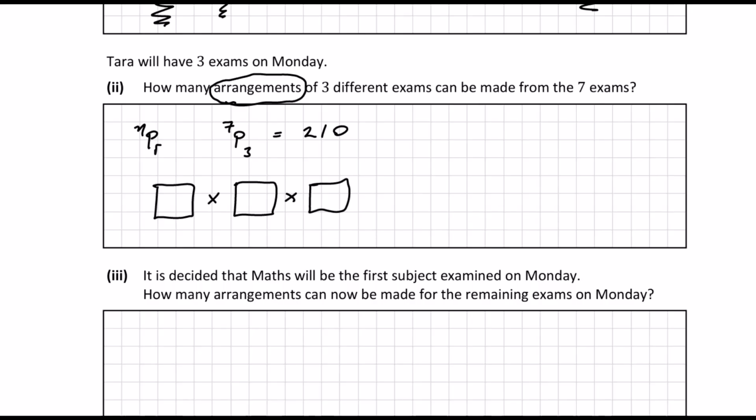So in this particular case, how many possibilities are there for the first box, if you like? Well, there are 7 exams, so we could put 7 in there. Then once you've chosen one of those exams, there are 6 left to go here. Once you've chosen those 2 exams, there are only 5 left there. You'll also get 210. So that's our answer there, 210.